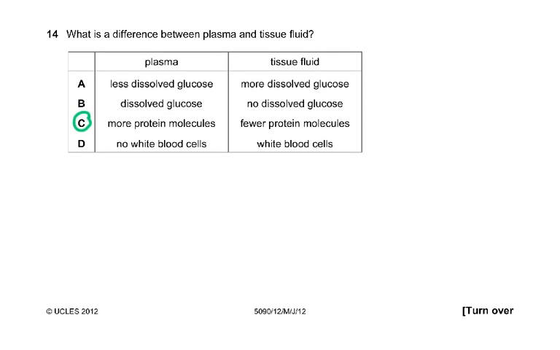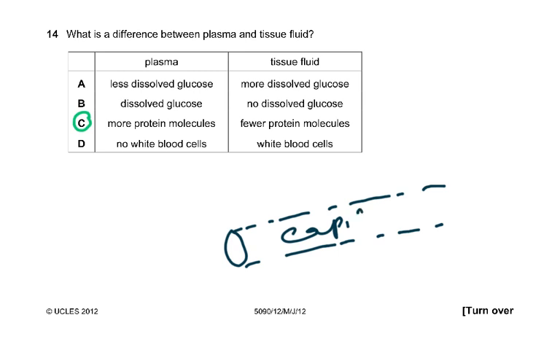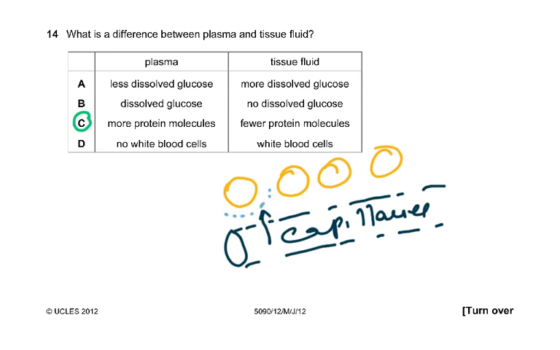Then coming on to question number 14, what is the difference between plasma and tissue fluid? Plasma is the one which is inside the capillary. I'm making this dotted line to make you realize that this is a capillary, because capillaries have holes in their walls and things can move out of it. But outside this, you have the body cells, and surrounding the body cells is tissue fluid. So all this is called tissue fluid.